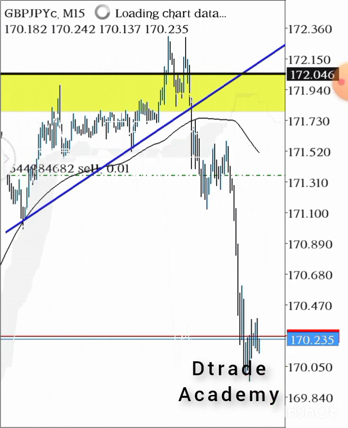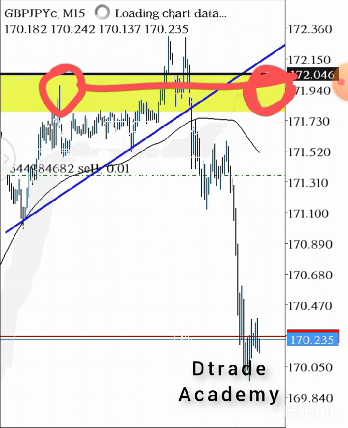But the best place to sell is from this left shoulder, this angle here. So this is your head, this is your left shoulder, this is your right shoulder.